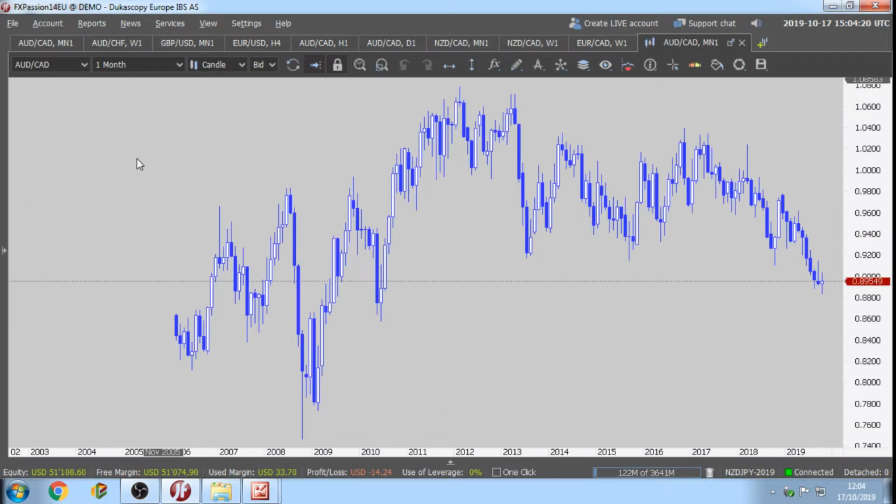USD CHF, Miguel, is inside the sideways channel. You cannot count on the Fibonaccis on the monthly, weekly and daily. But yes, we are shorting USD CHF, you are correct.